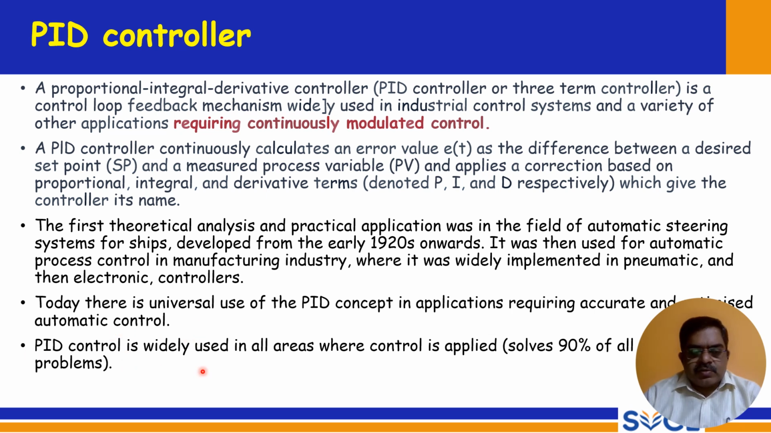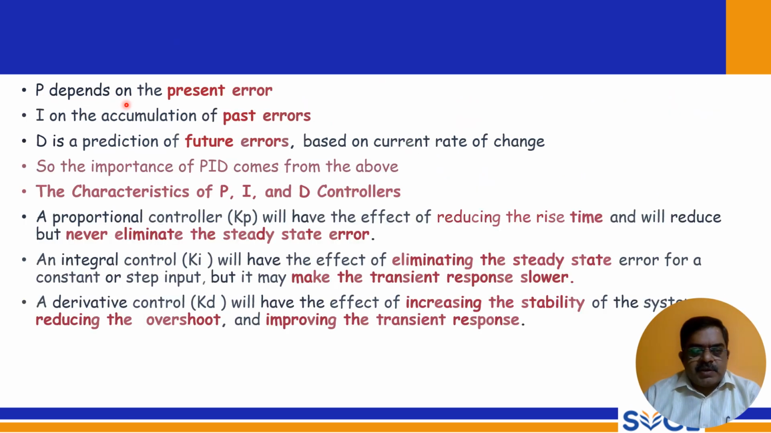PID control is widely used in all areas where control is applied. So it solves 90% of all the existing problems. So that is the beauty, or that is the advantage of the PID controller. P depends on present error, I on the accumulation of past errors, D is the prediction of future errors, based on the current rate of change. So, the importance of PID comes from these three factors.